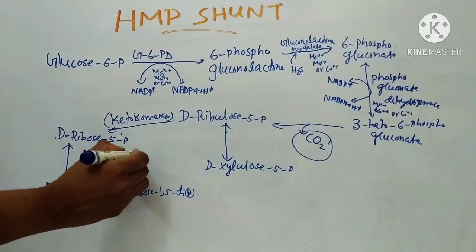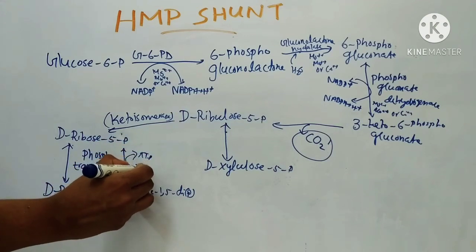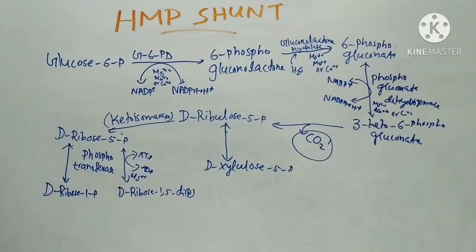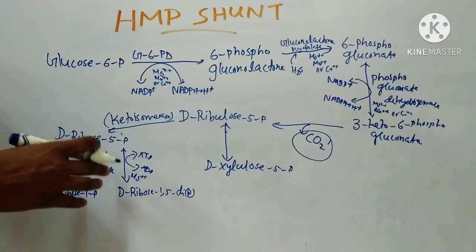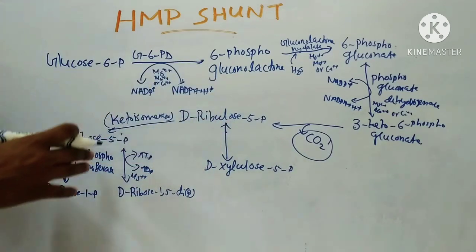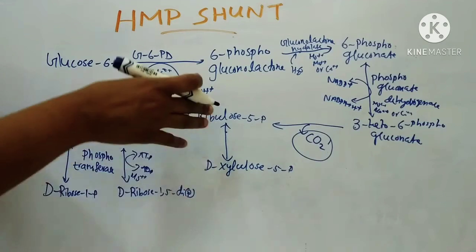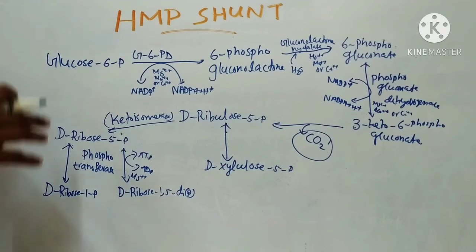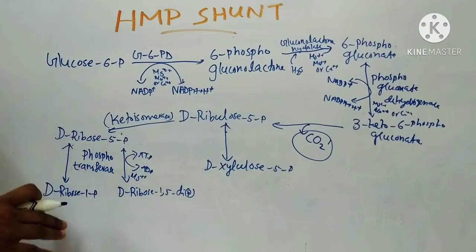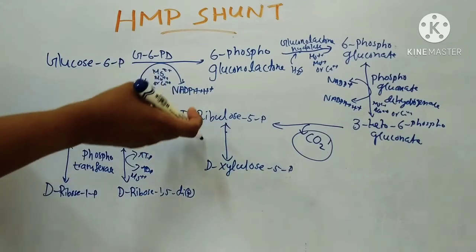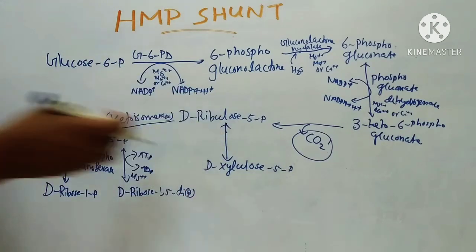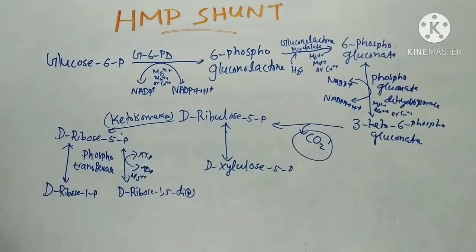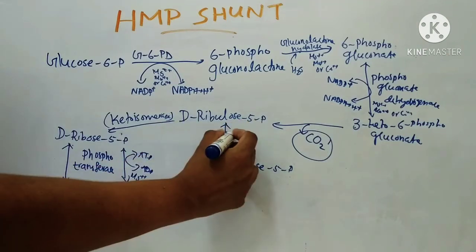Here one molecule of ATP is used, giving ADP, with Mg++. That is the reaction. D-ribulose 5-phosphate is converted to D-ribose 5-phosphate and D-cellulose 5-phosphate. D-ribose 5-phosphate can be converted to D-ribose 1,5-diphosphate and D-ribose 1-phosphate. The D-ribulose 5-phosphate is also converted to D-cellulose 5-phosphate. This cellulose 5-phosphate is another ketopentose. This is by the enzyme epimerase.